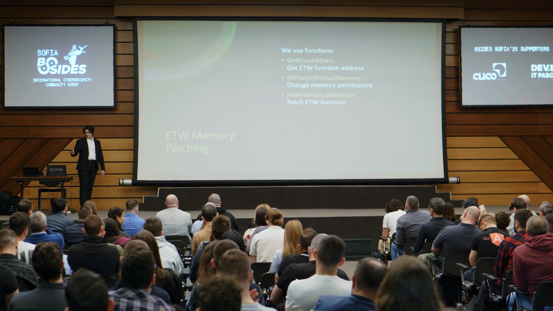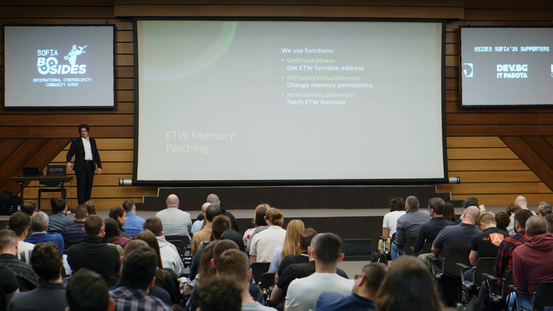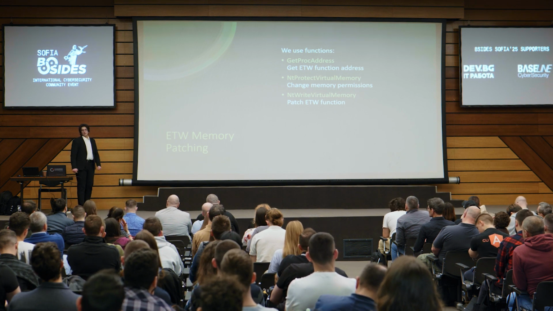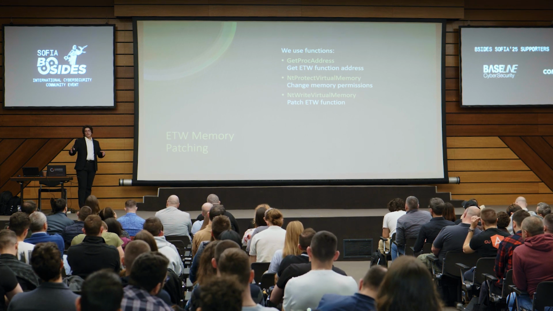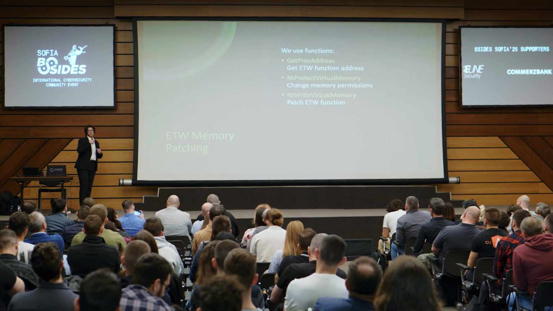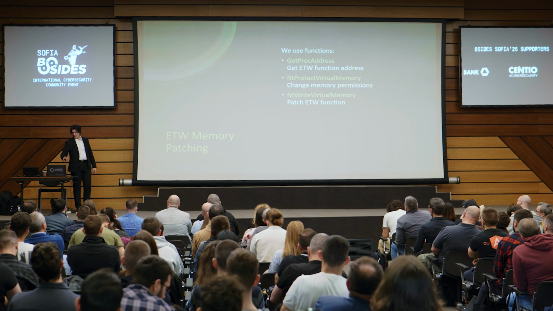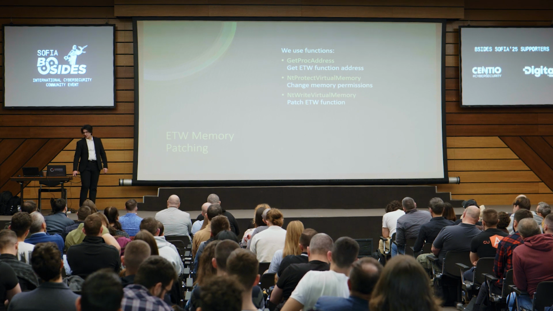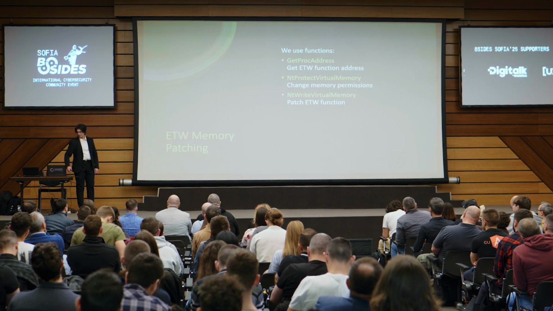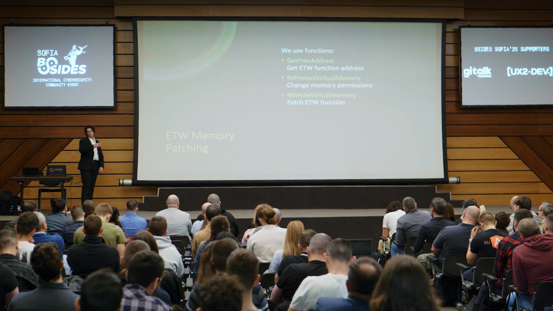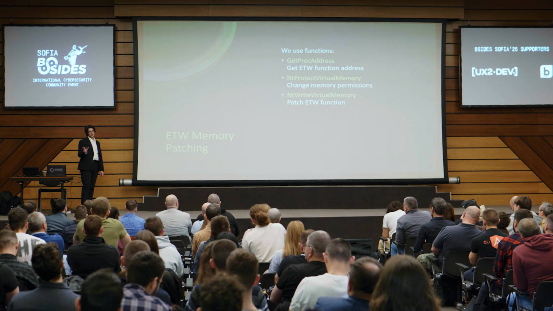We use, once again, these three functions. GetProcAddress is used to get the address of the ETW processes in order to check the next call, dynamically, by the way. We change the memory permissions with NtProtectVirtualMemory. And finally, we have NtWriteVirtualMemory to replace the first few bytes with the ret instruction.